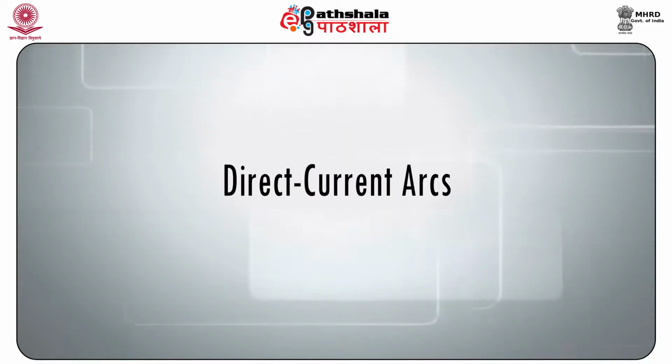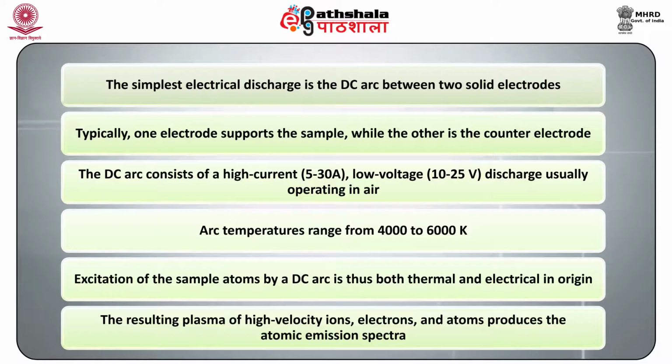Direct current arcs. The simplest electrical discharge is the DC arc between the two electrodes. Typically, one electrode supports the sample while the other is the counter electrode. The DC arc consists of a high current, 5 to 30 ampere, low voltage, 10 to 25 volts, discharge usually operating in air. Arc temperature ranges from 4000 to 6000 Kelvin.